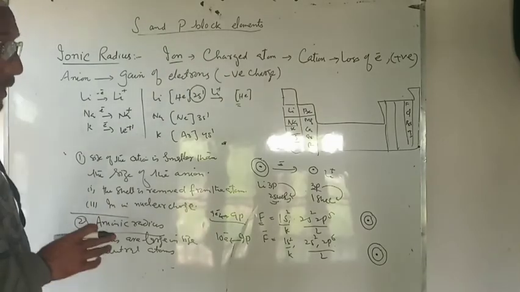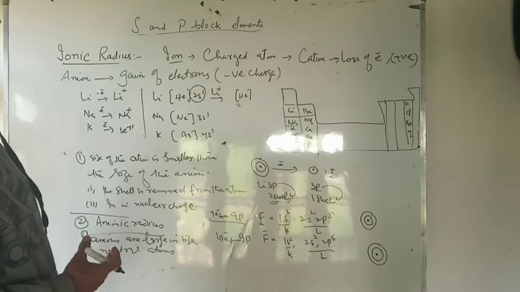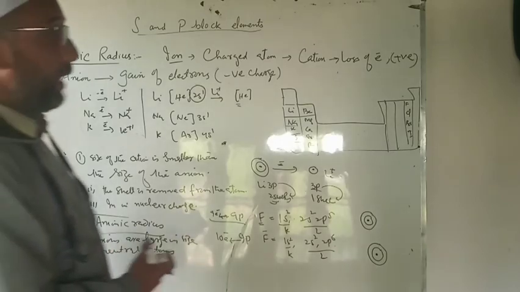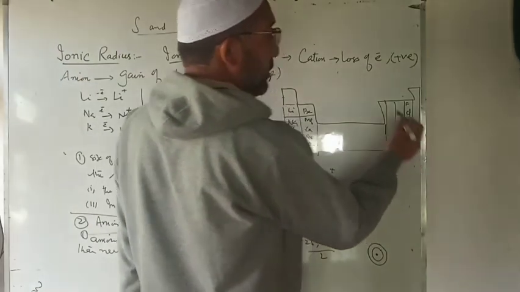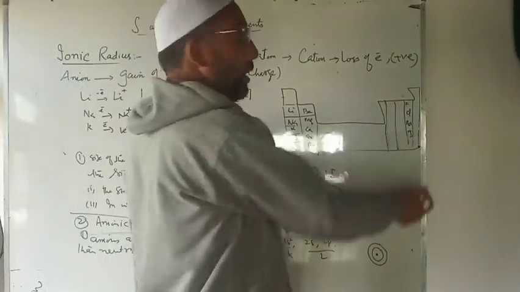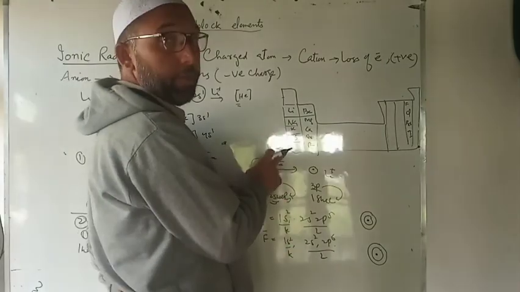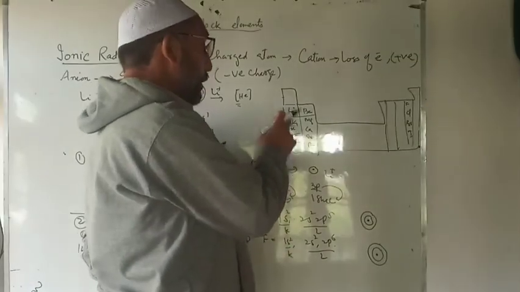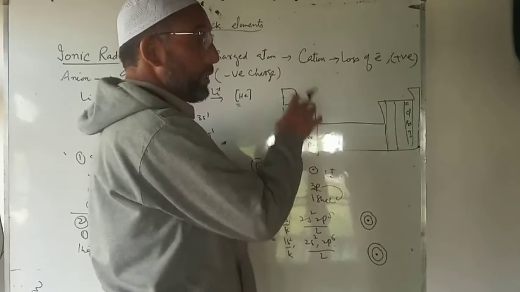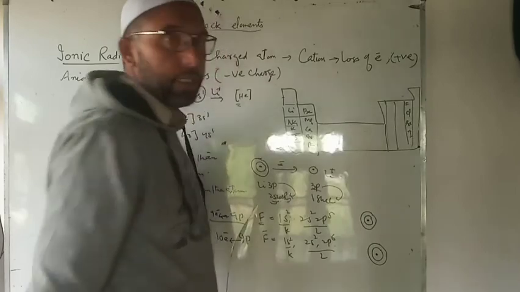And when we compare the anion with the neutral atom, the anion is larger in size. When you go down the group, naturally the number of shells goes on increasing, so the anionic radius will also go on increasing. So one thing you should keep in mind is that ionic radius goes on increasing down the group, both in the case of cations as well as in the case of anions.